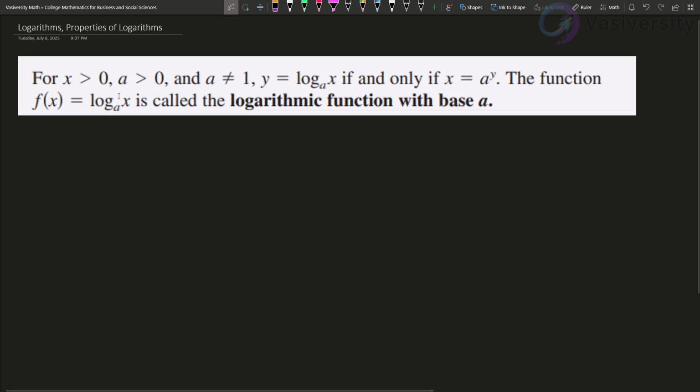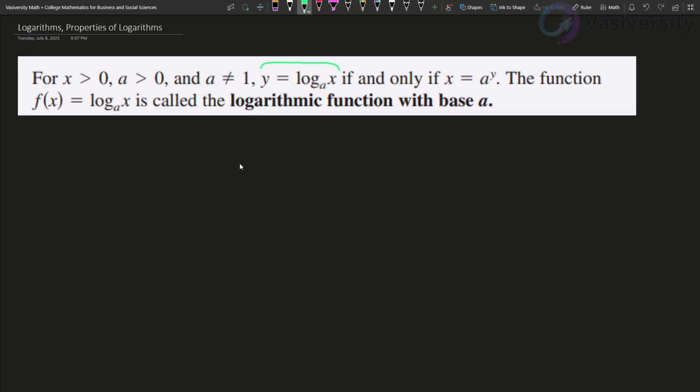So for x greater than 0, and a being greater than 0 and a is not equal to 1, we can define the logarithmic function to be this. y is equal to log base a of x, if and only if x is equal to a to the power of y. So essentially that's what the expression of logarithm means.